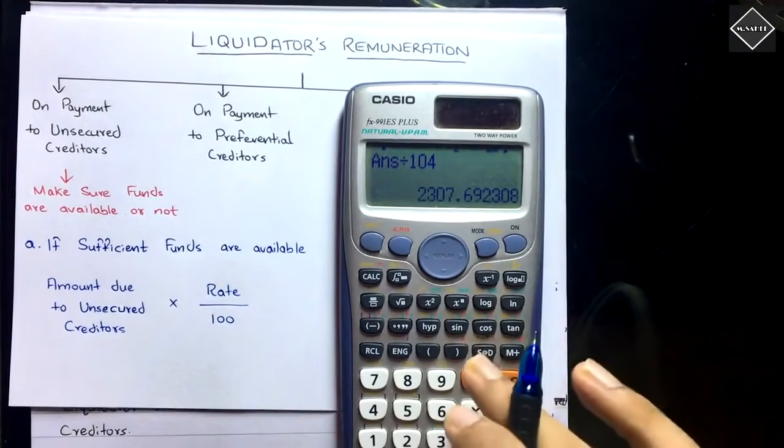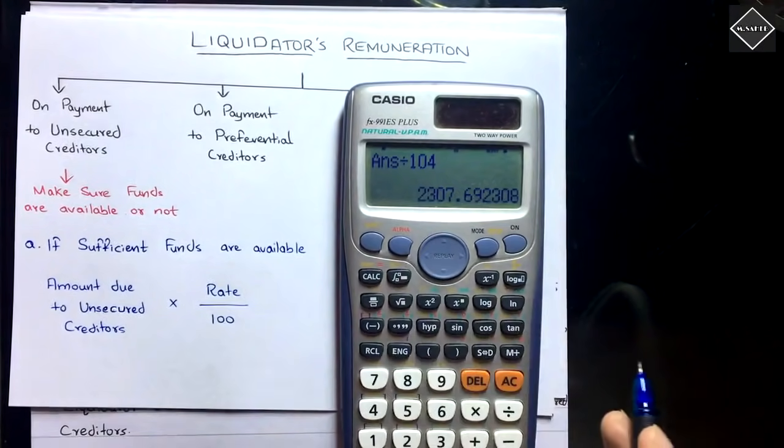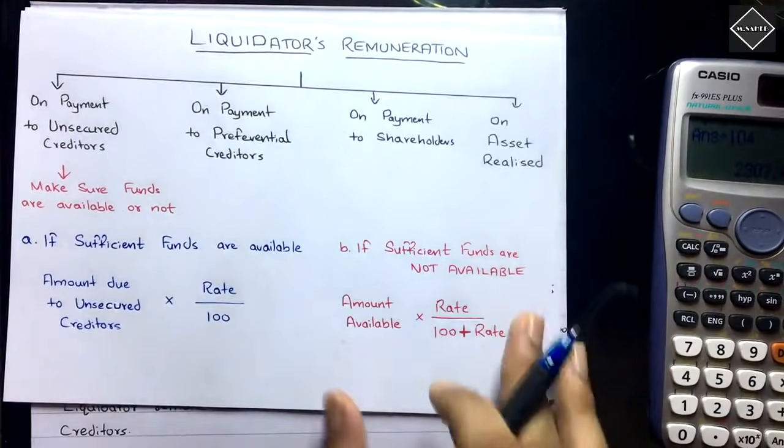So the commission will be 2307. Like that you have to calculate. Simple thing. So this is what you have to be very careful about.